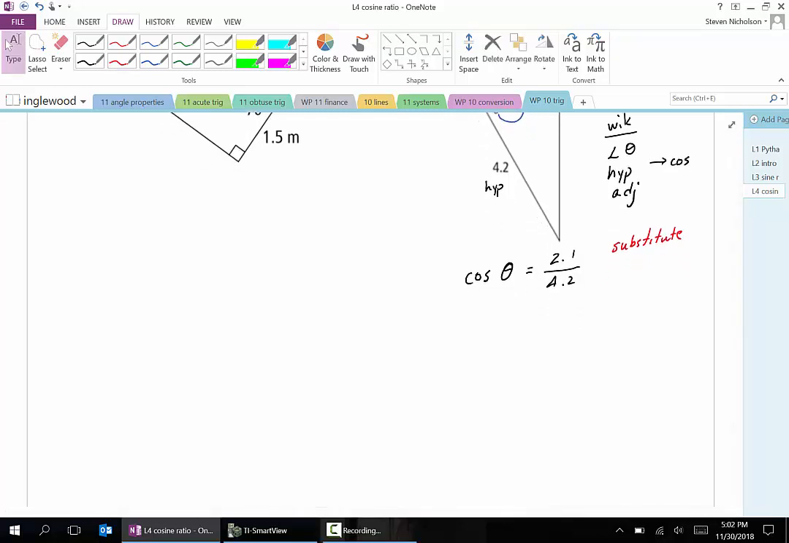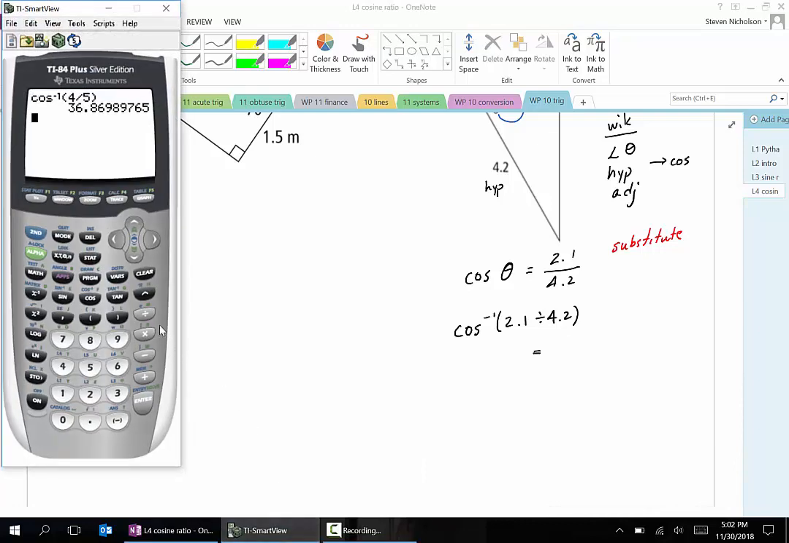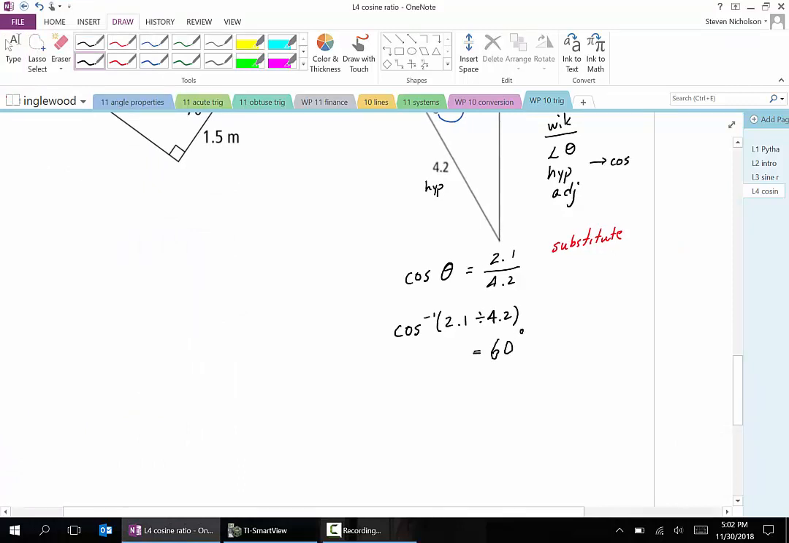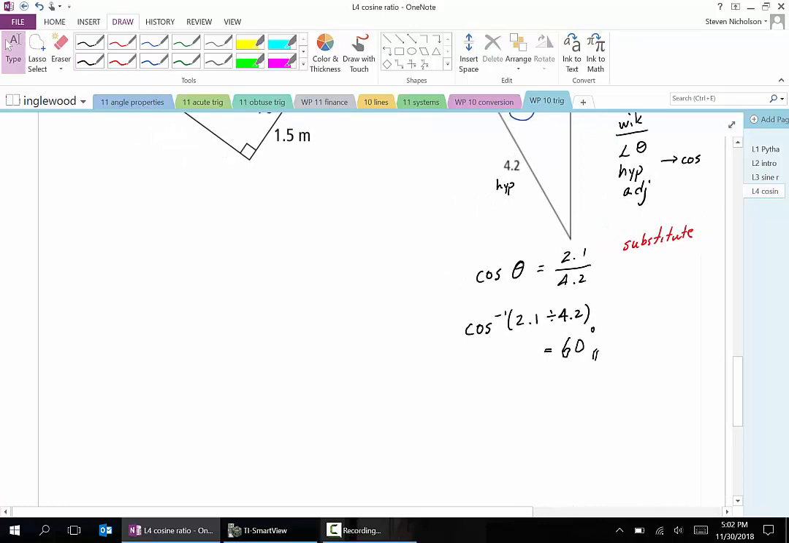Now, in this example right here, just a reminder, when we're finding an angle, that's when we simply push buttons. So what we're going to go ahead and do is go second cos, and we're going to put in our ratio, and we're going to hit enter. Second cos 2.1 divided by 4.2, 60 degrees. Calculator tells us the answer is 60 degrees.